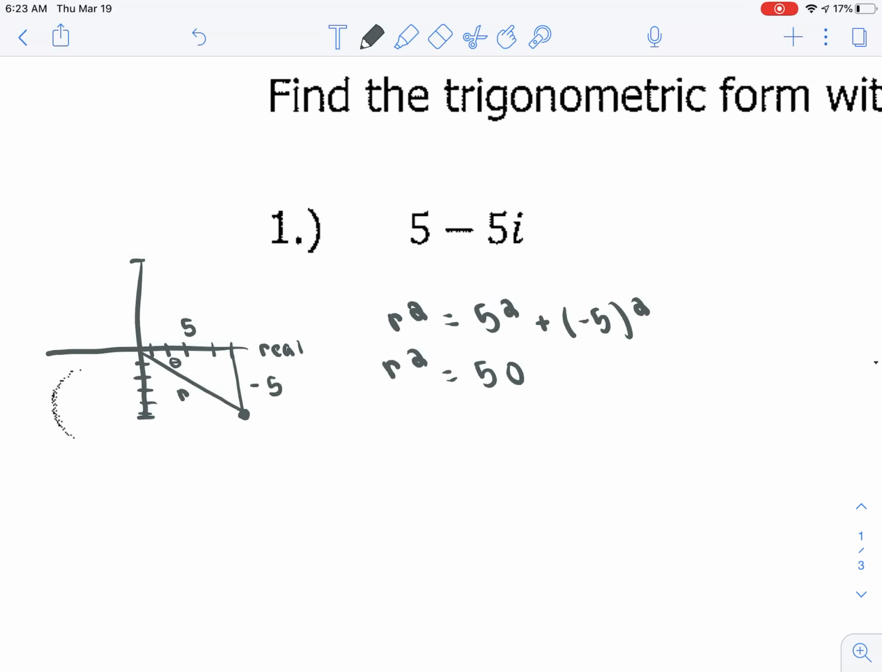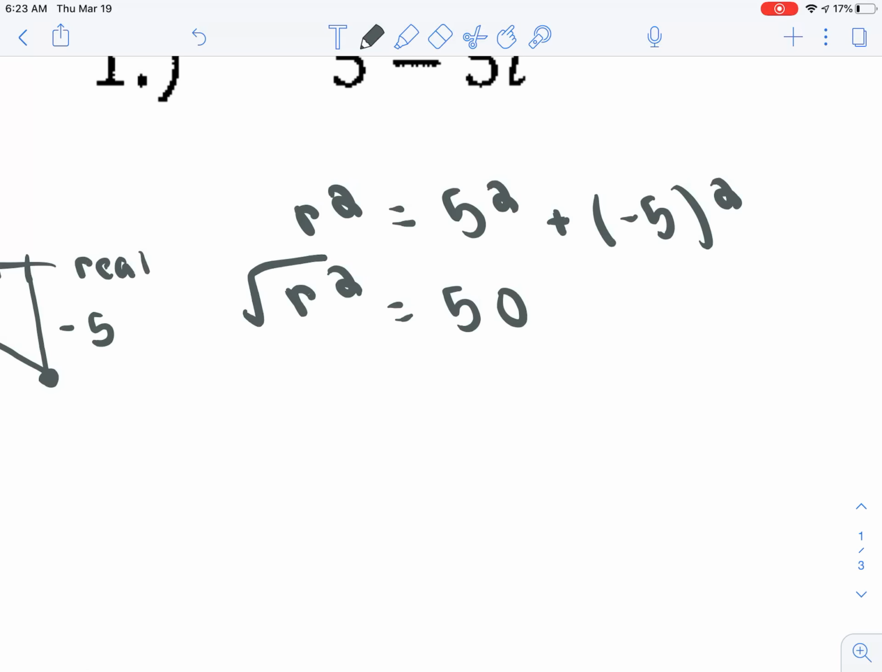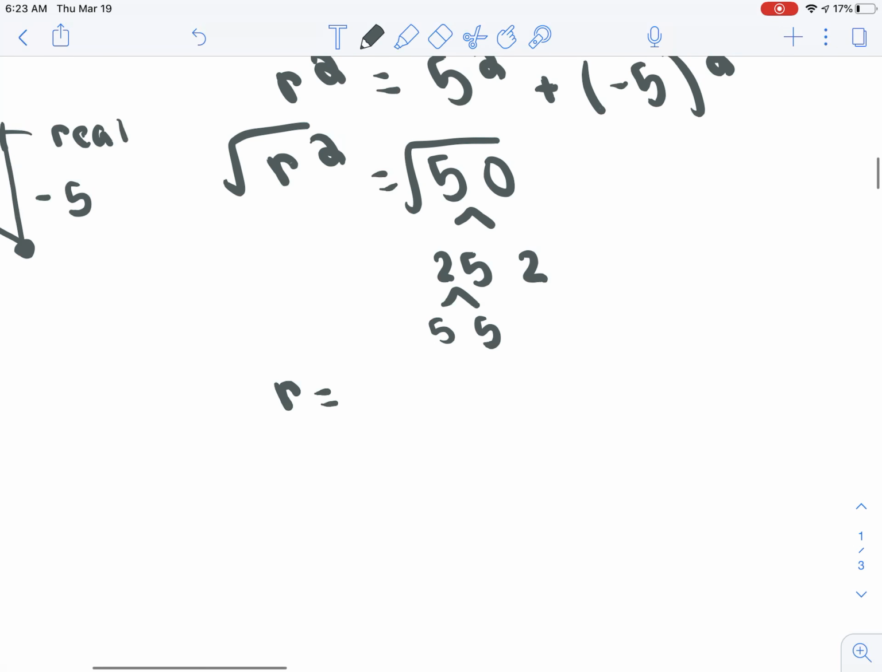And then from there, we can simplify this by taking the square root of both sides. Remember that 50 is 25 and 2, so we have a pair of 5s. So we can rewrite this r value as 5 root 2.